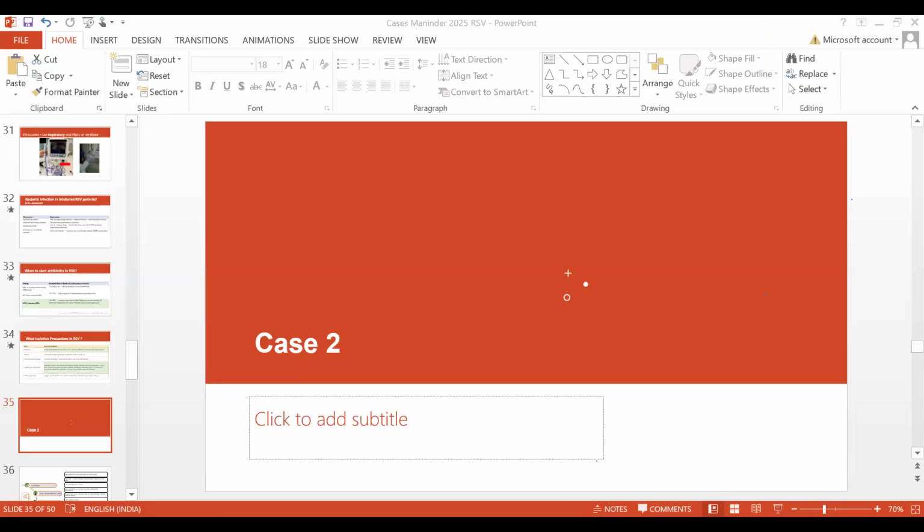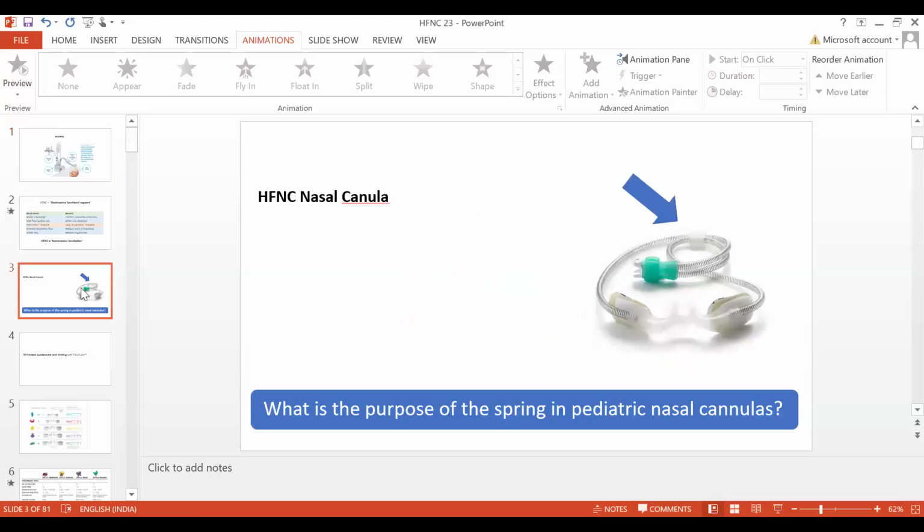Sir, screen is not moving, sir. Screen is not moving. One second. Since how much time it's not moving? From the case 2 slide, it was there, but explanation itself was, yeah. It's now moving. Good, good to continue.